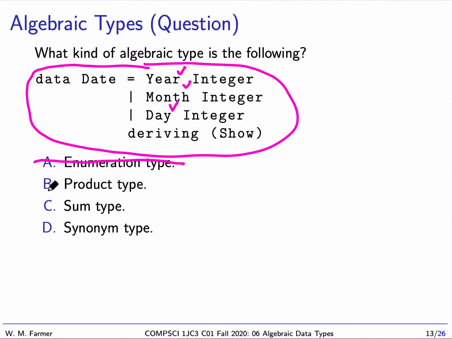Is it a product type? No, because product types have 1 constructor. Is it a sum type? Yes, it's a sum type. Is it a synonym type? No. If it were a synonym type, we'd have to have type here.